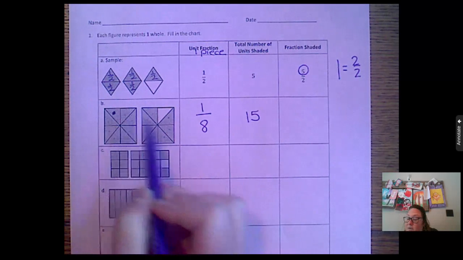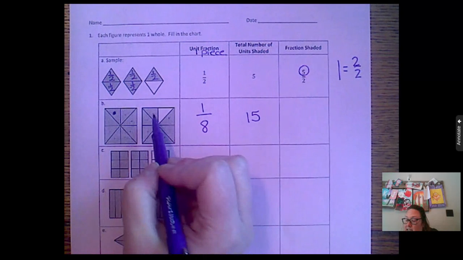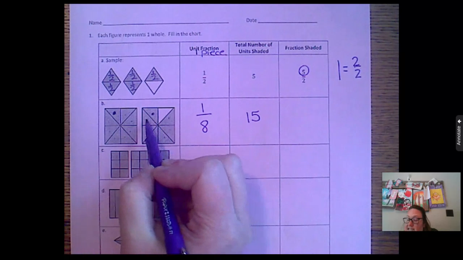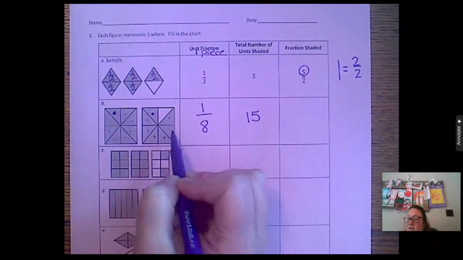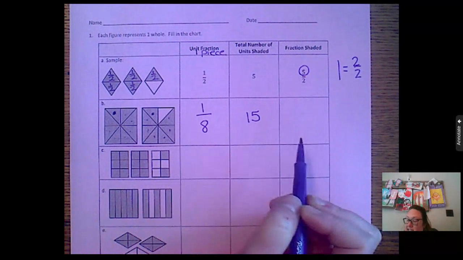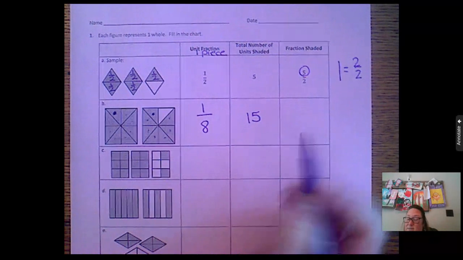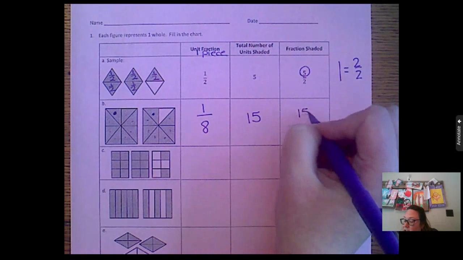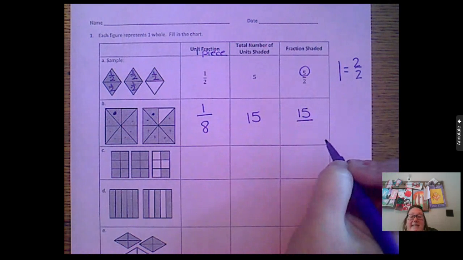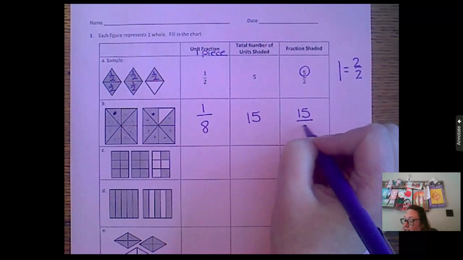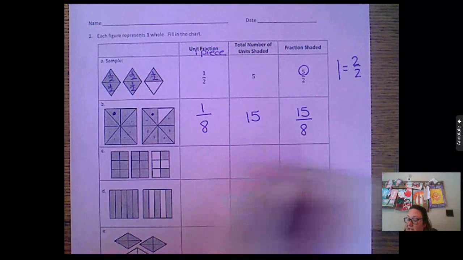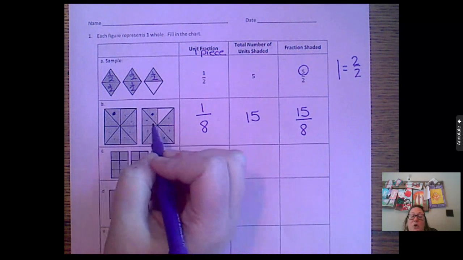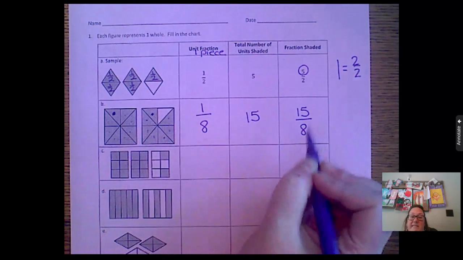Okay, we're not done though, right? Because we have all this over here. So 8/8, 9/8, 10/8, 11/8, 12/8, 13/8, 14/8, 15/8. Which makes sense, right? Because there's 15 shaded and my denominator is 8. There's a denominator of 8 because there's 8 in each whole. So my total here would be 15 eighths.